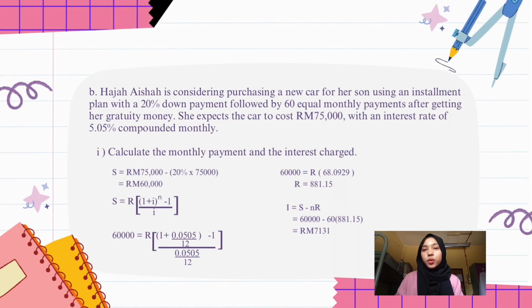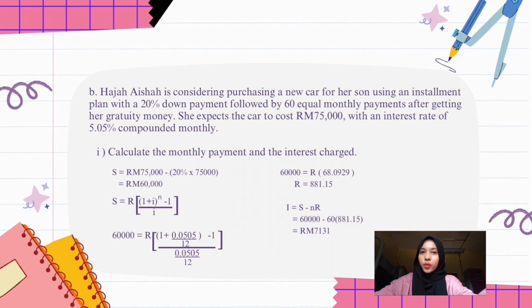Moving on to the second question. Question B. Haja Aisyah is considering purchasing a new car for her son using an installment plan with 20% down payment followed by 60 equal monthly payments after getting her graduating money. She expects the car to cost around 75,000 with an interest rate of 5.05% compounded monthly. The first question is to calculate the monthly payment and the interest charge.